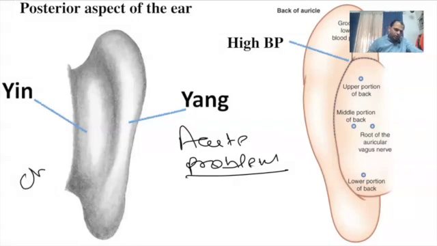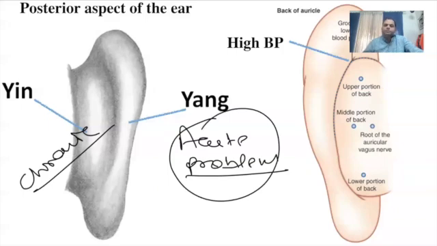So the chronic problem means it is there since many days, and even you are not in the hurry to visit doctor. But the acute problem means you have to visit doctor immediately.